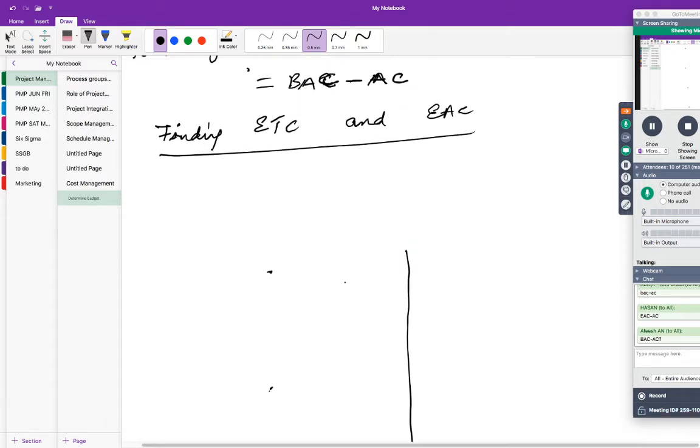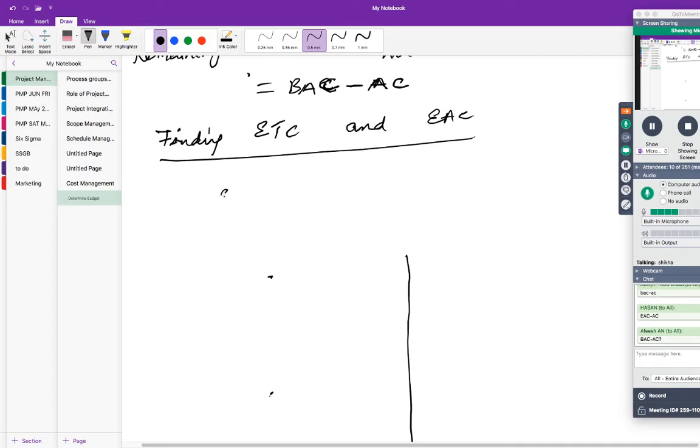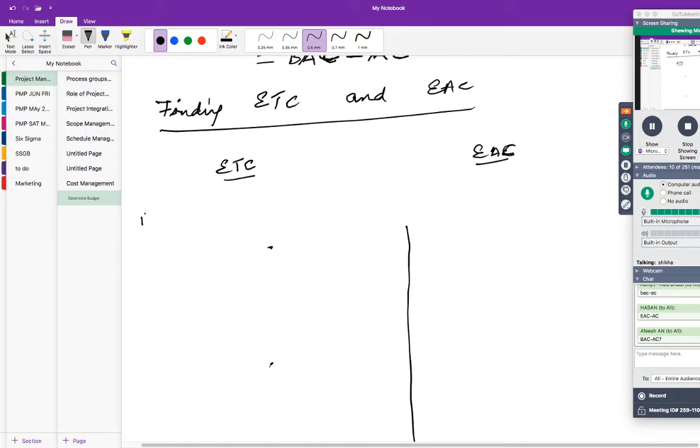So in this side we'll put the ETC formula and this side we'll put the EAC formula, which is just the addition of ETC and AC, right? So assumption number one, usually what do we assume? I'll go in the same fashion. I'll go at the same percentage.